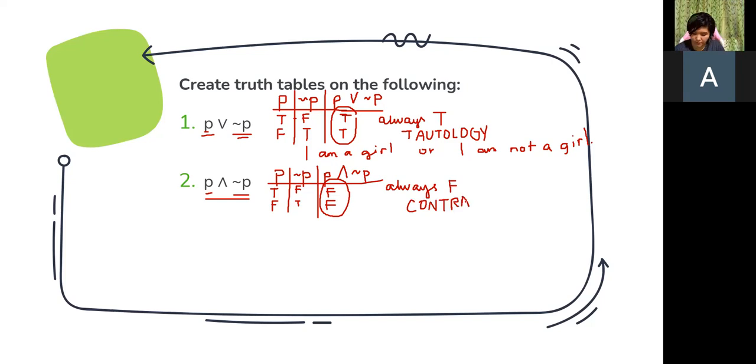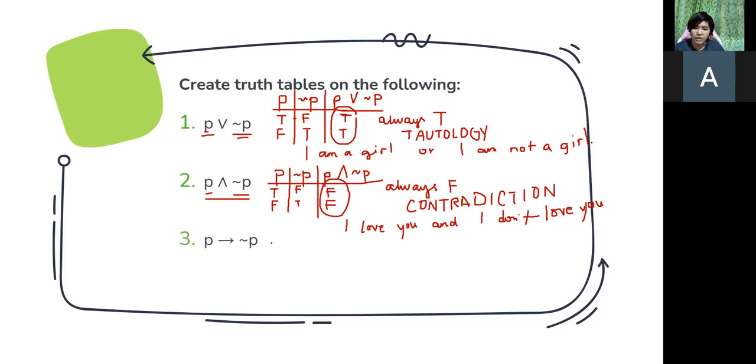Like, for example, sabi niya sa I love you. I love you and I don't love you. Pwede ba yun? Is that possible? Mahal kita at hindi kita mahal. No, that's not possible. That is what we call a contradiction. Pwede ba? 18 years old ako at hindi ako 18 years old. Tao ako at hindi ako tao. Teacher ako at hindi ako teacher. So that is confusing. That's very wrong. Okay? So let's try number 3.